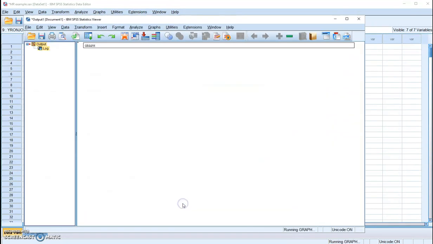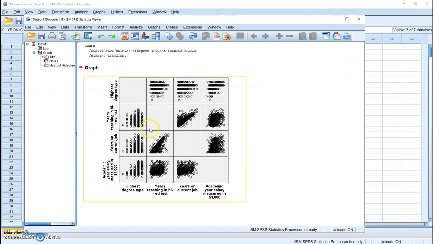Then click OK. You can see that since highest degree type is an ordinal variable, you don't really see a continuous pattern, but this does not show we have a violation of linearity. Since we have a large sample size, the scatter plot is not really clear, but at least we get a sense that we do not have a violation of linearity. So we can move on with the analysis now.